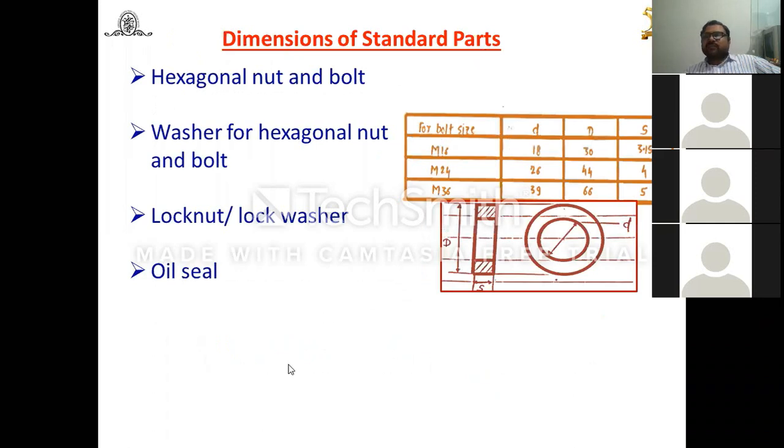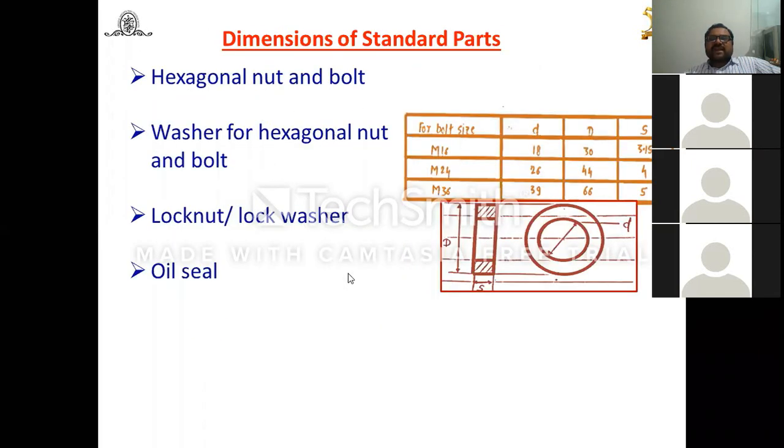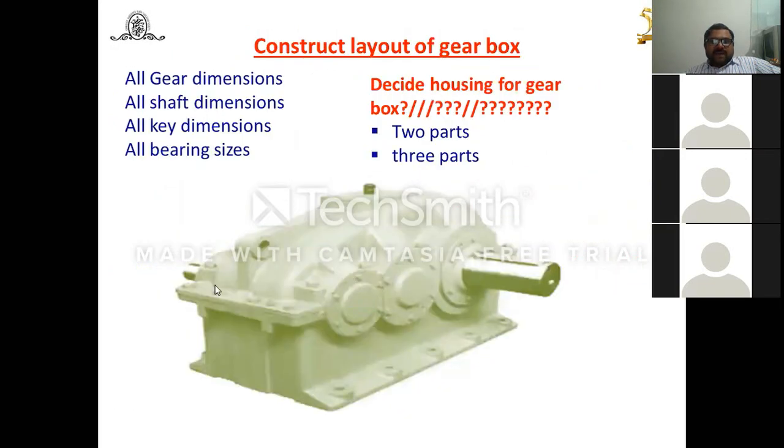Let us see other important components of the gearbox. These are standard parts. How to decide the standard parts? Now here, hexagonal nuts and bolts. Again, you already studied this in machine drawing or CAD CAM or second year subjects. You know the different sizes of hexagonal nuts and bolts. Where are these nuts and bolts required? Now you will find here, to hold the upper casing and lower casing, you have to select the nuts and bolts to mount or fit them properly. So you have to select them.